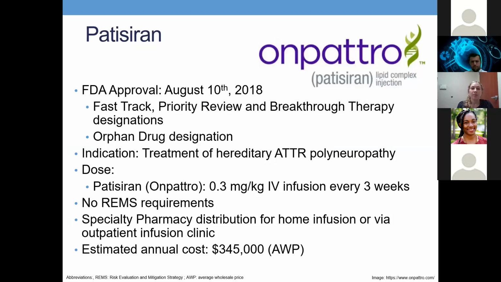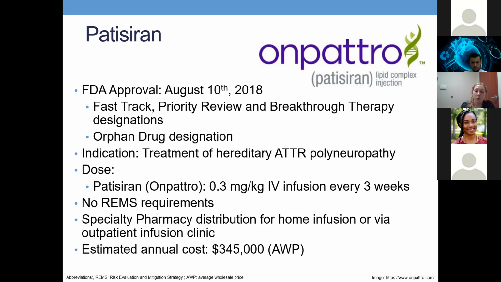Now to take a break from that and switch gears to talk about patisiran for a little while. Patisiran received FDA approval on August 10th, 2018. Similarly to tafamidis, it received fast track, priority review, as well as breakthrough therapy designations, and also an orphan drug designation. It is only indicated for the treatment of hereditary TTR polyneuropathy, and it's dosed at 0.3 mg/kg as an IV infusion every 3 weeks.